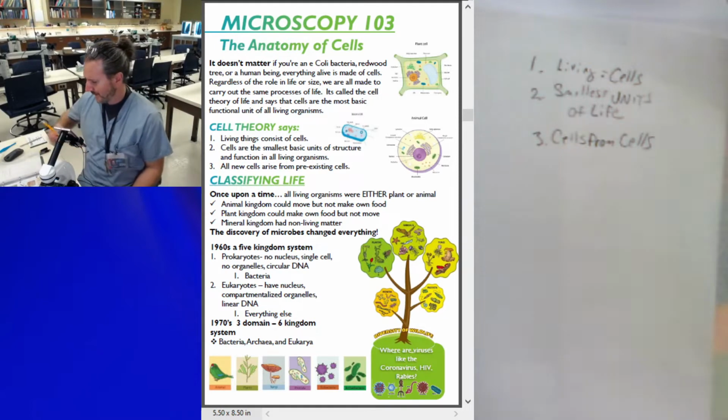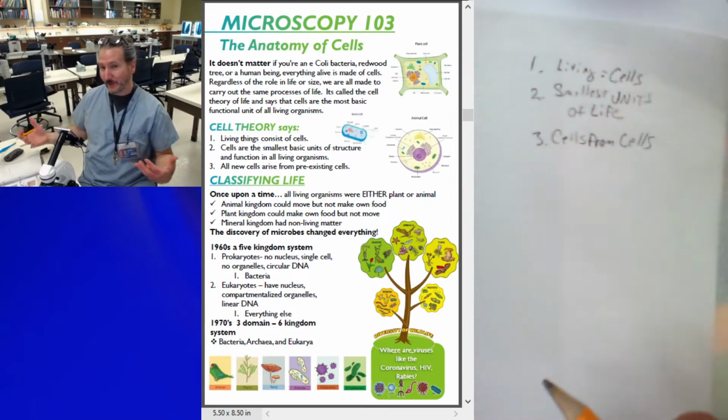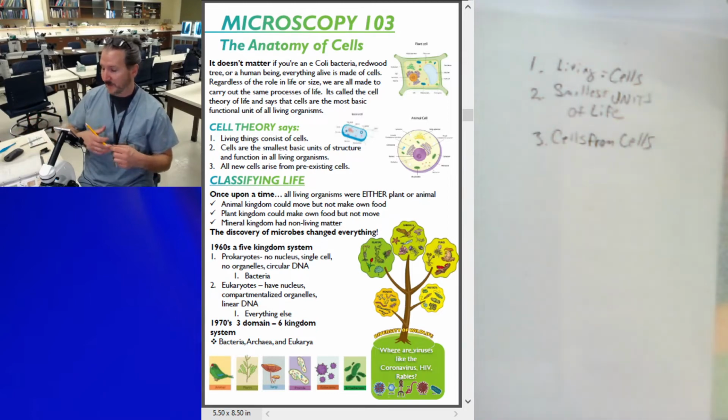I'm so sorry. So we're going to talk about really 3 basic types of cells. We'll talk about plant cells, animal cells, and bacterial cells.